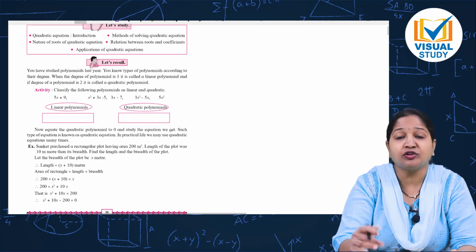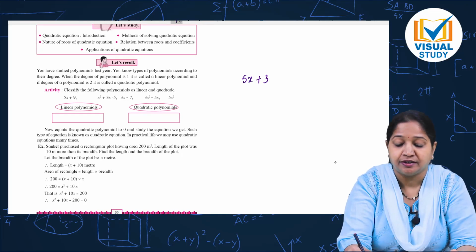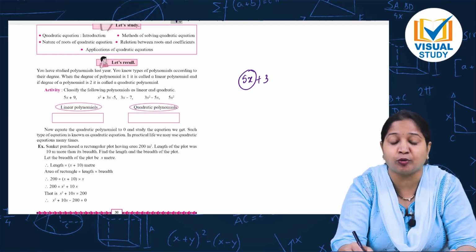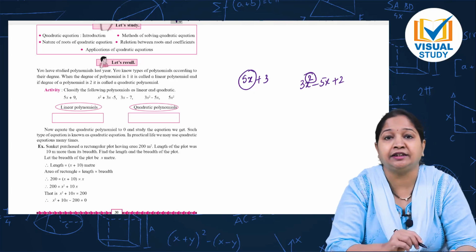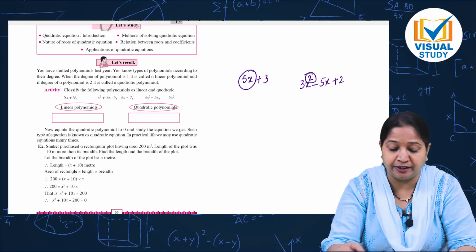What is linear and what is quadratic? I said to you, that is 5x plus 3. The degree of this x is 1. So it is a linear polynomial. And 3x square minus 5x plus 2. Then the degree here is 2. So it is a quadratic polynomial.